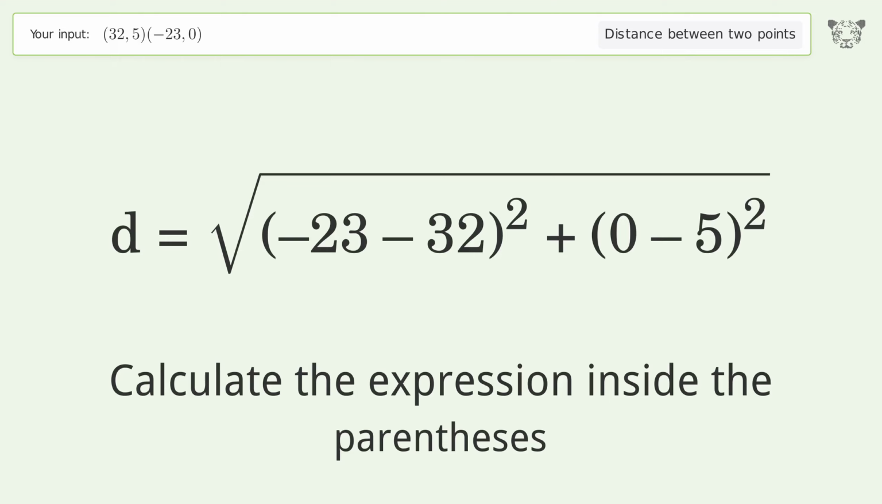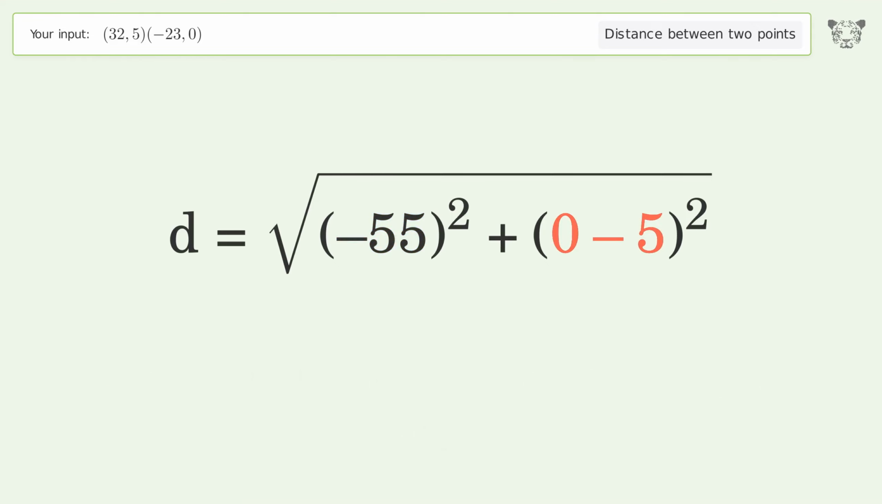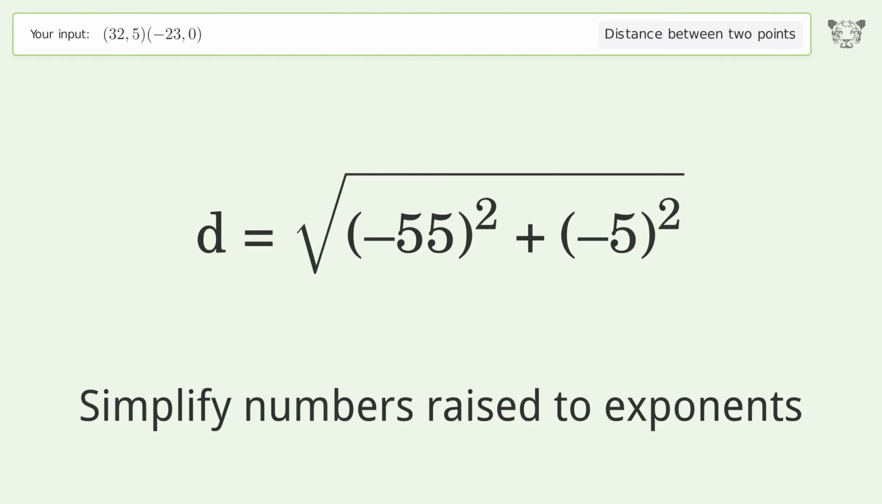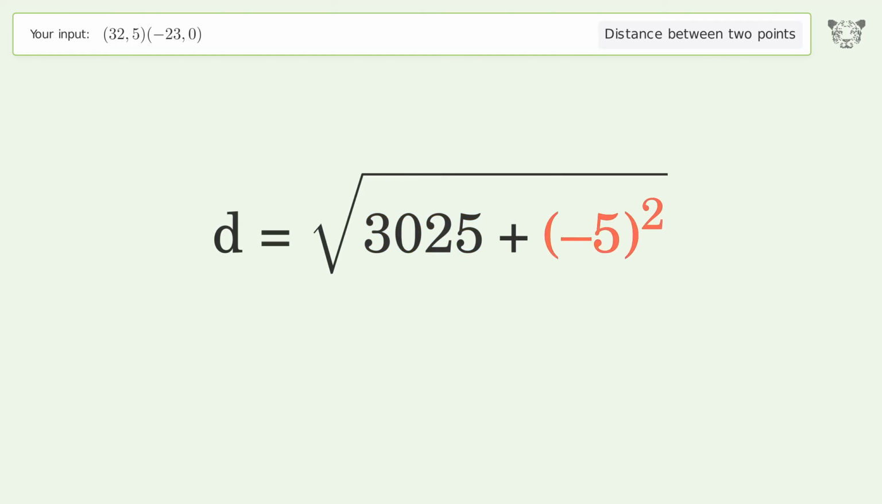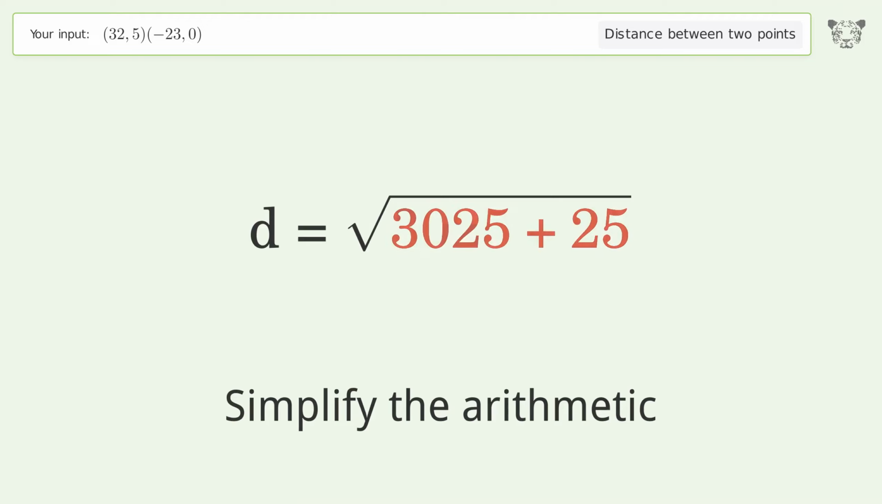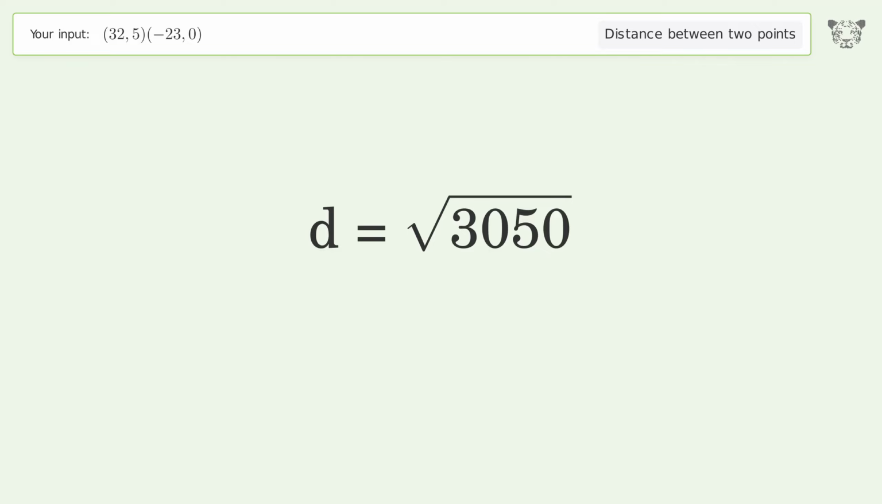Calculate the expression inside the parentheses. Simplify numbers raised to exponents. Simplify the arithmetic. And so the distance between the 2 points is the square root of 3050, or 55.227.